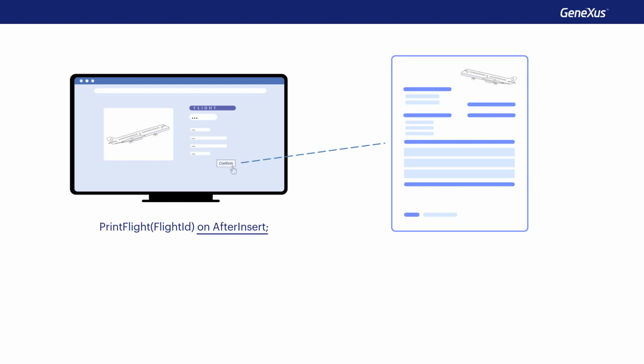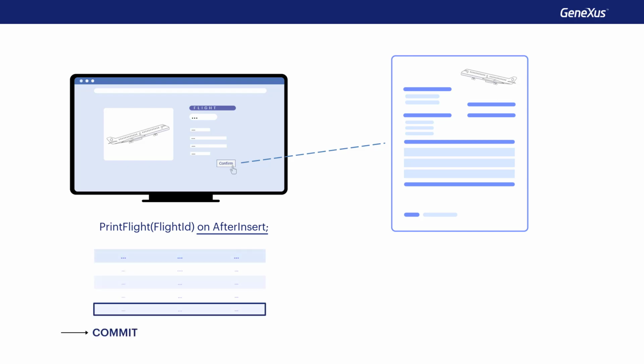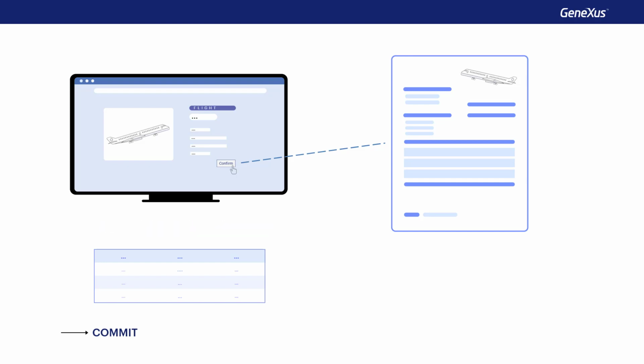If that didn't matter to us, because the print flight procedure would only print data from the flight header, it would still be a bad idea to invoke it on after insert, because we must take into account that at that moment, the data is still not secure in the table, because the commit has not been executed. This means that if there was a power failure, or an error in the validation of any of the following fields, in other words, those of the lines, the recording would be undone. So the list would have been generated with information that actually no longer exists.